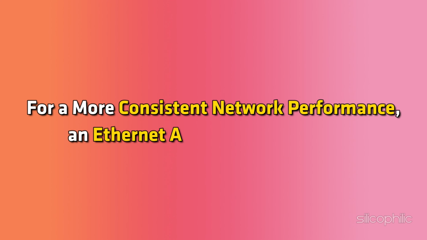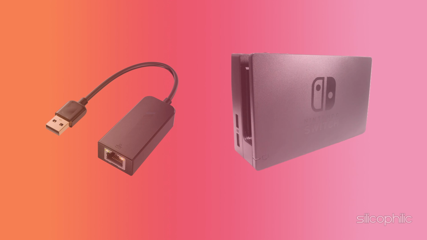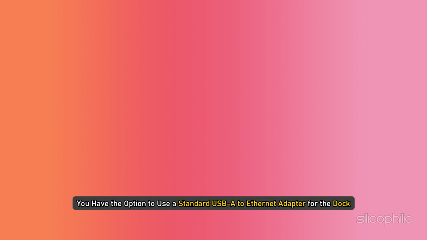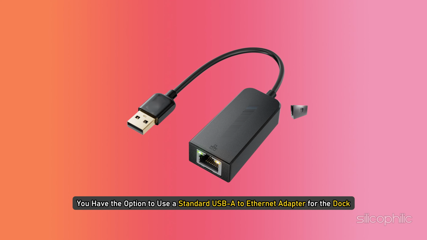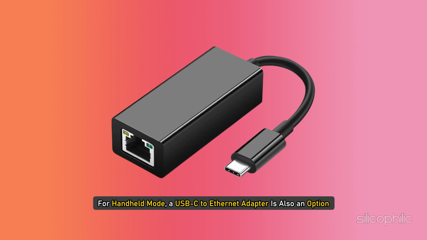Method 12. Use an Ethernet adapter. For a more consistent network performance, an Ethernet adapter can be helpful. These adapters can be connected to a USB port on the Switch's dock, enabling a wired network connection that's typically more stable than Wi-Fi. You have the option to use a standard USB-A to Ethernet adapter for the dock. For handheld mode, a USB-C to Ethernet adapter is also an option.